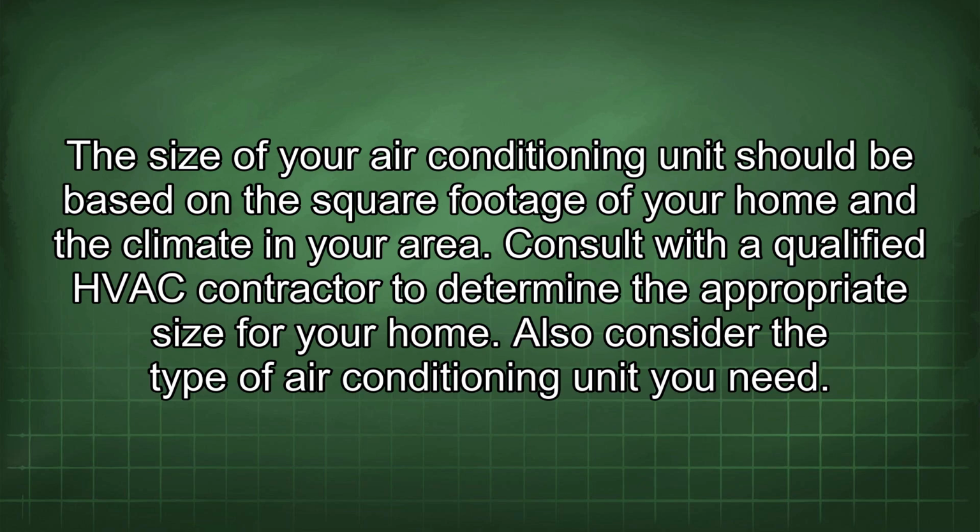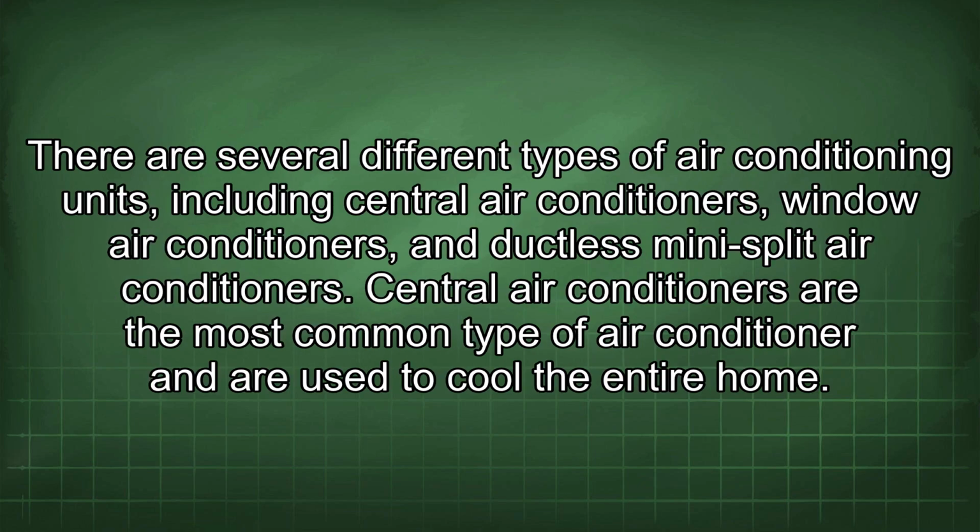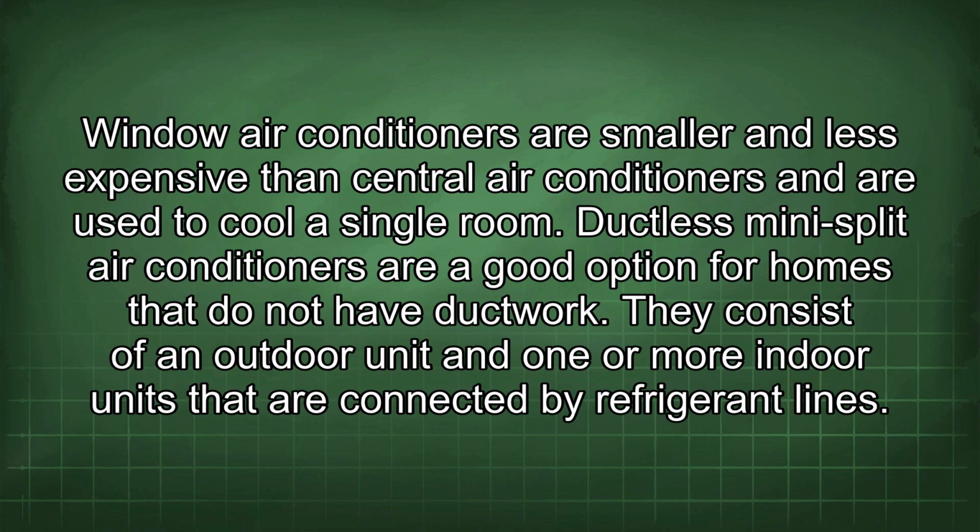Also consider the type of air conditioning unit you need. There are several different types of air conditioning units, including central air conditioners, window air conditioners, and ductless mini-split air conditioners. Central air conditioners are the most common type of air conditioner and are used to cool the entire home. Window air conditioners are smaller and less expensive than central air conditioners and are used to cool a single room. Ductless mini-split air conditioners are a good option for homes that do not have ductwork. They consist of an outdoor unit and one or more indoor units that are connected by refrigerant lines.